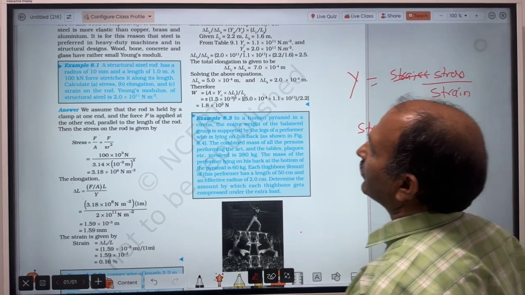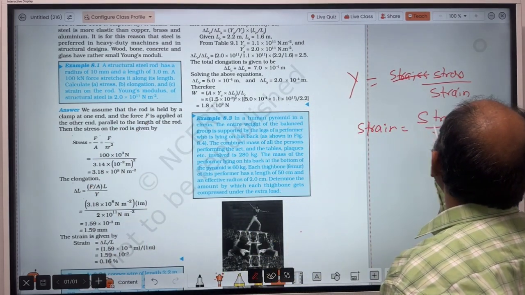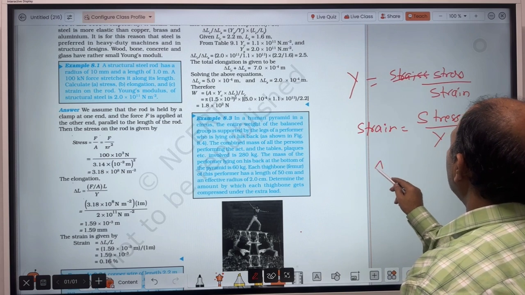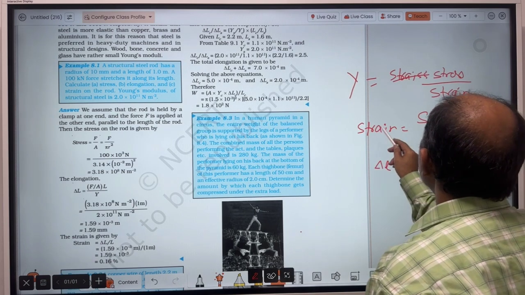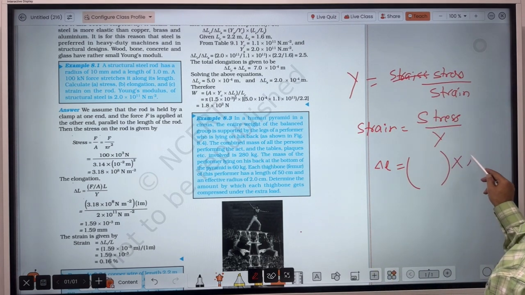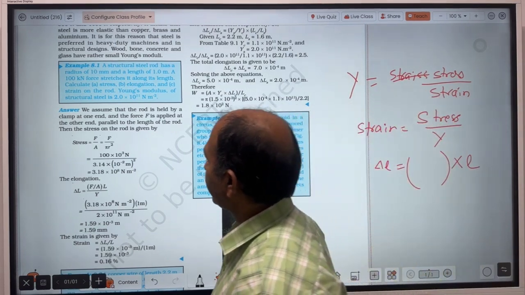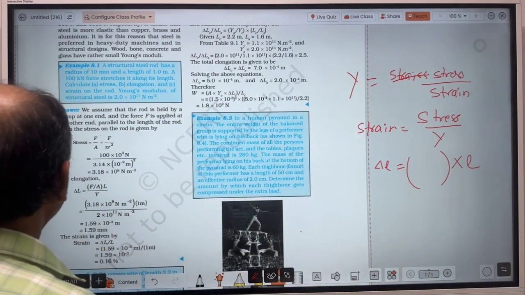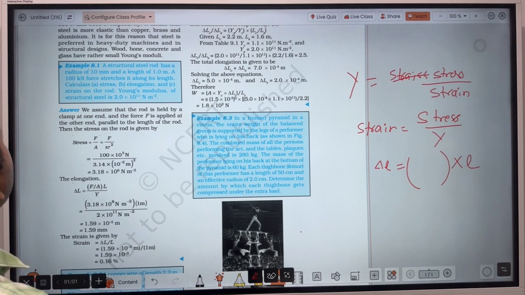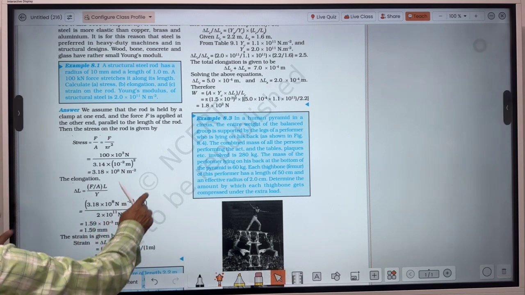Stress we have already found. Young's modulus is given, 2 into 10 power 11. So we can evaluate. Now suppose you have got this value and you need delta L. Since strain equal to delta L upon L, whatever value you have got, multiply by L, and L is 1 meter, so it will remain same. Only three things were there: stress, elongation, and strain of the rod. So everything we have got. I think you have understood. Let's go to the next question.